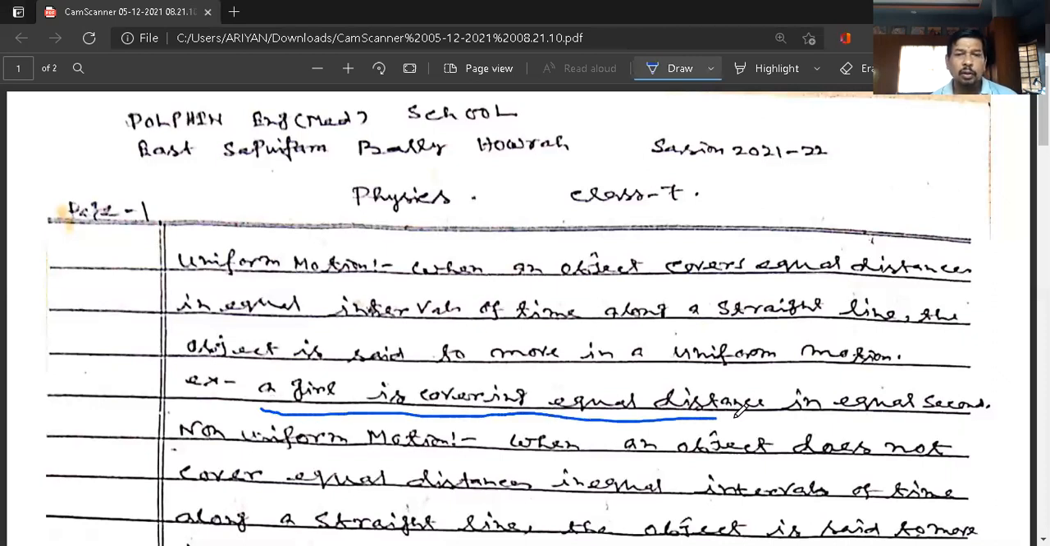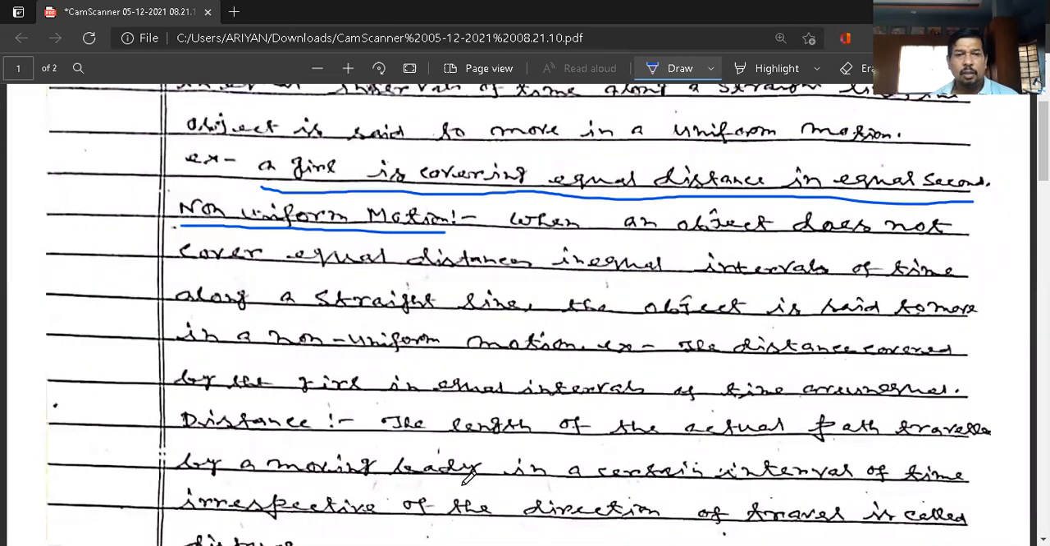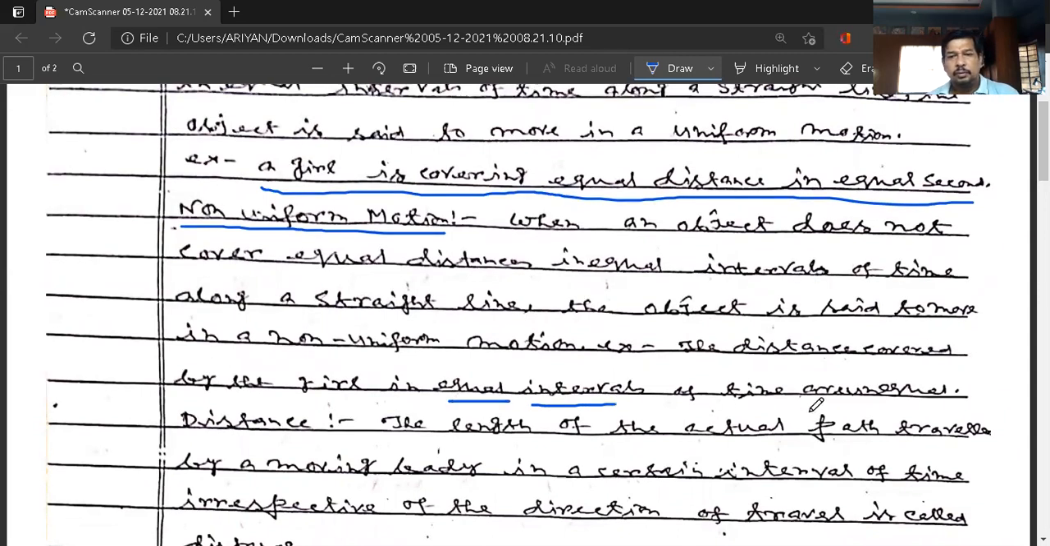Non-uniform motion: when an object does not cover equal distance in equal interval of time along a straight line, the object is said to move in a non-uniform motion. Example, the distance covered by a girl in unequal time.